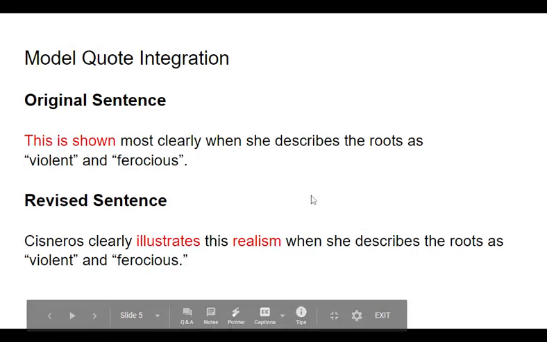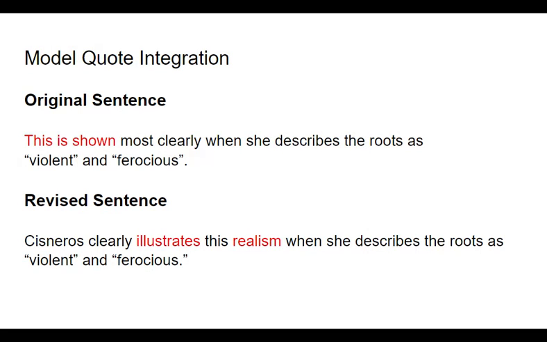Okay. So next, quote integration. Many students were integrating their quotes with "Cisneros says," "Cisneros wrote," "this quote says," and the quote itself wasn't speaking. So we're going to work on integrating quotes better. The original sentence I took from a student paragraph was, "This is shown most clearly when she describes the roots as violent and ferocious." I actually liked this, which is why I put it in as the model we're going to work with.